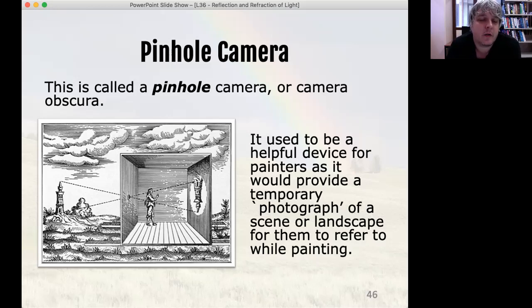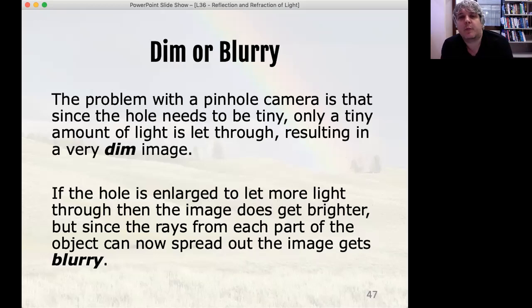So it is called a pinhole camera, as I said. You may also have heard of it as the name camera obscura. The problem with the pinhole camera is that the hole needs to be really tiny. It needs to be so tiny that you're essentially only letting a single ray through from each location on the object. And that means you get a very dim image, because you only get a single stream of photons for each location.